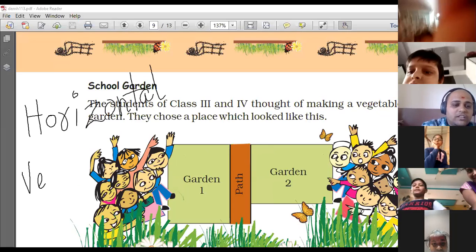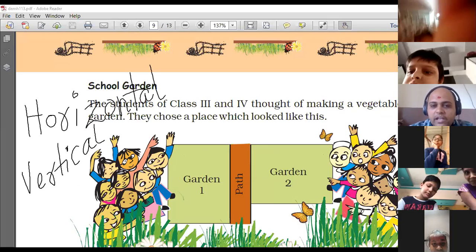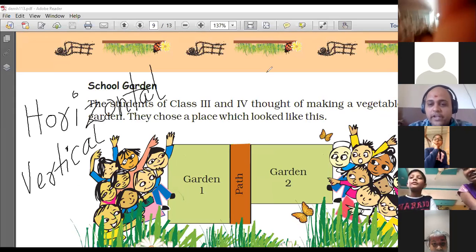Come on, note it down. Horizontal and vertical. Sleeping line is horizontal, standing line is vertical. So Heth thinks that both the gardens are same, only their arrangement is different, right? And now let's ask Kavish. What does Kavish think? Let's ask Kavish.